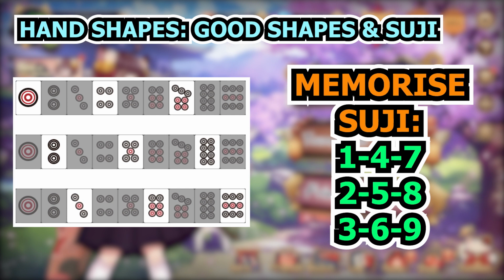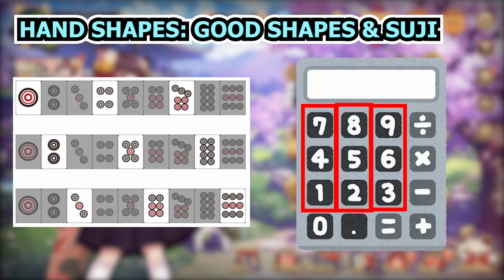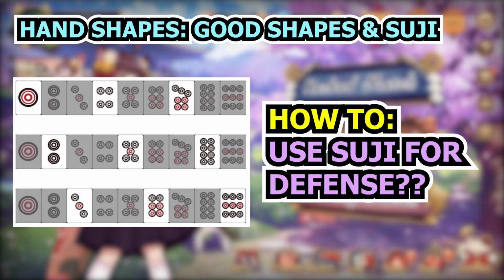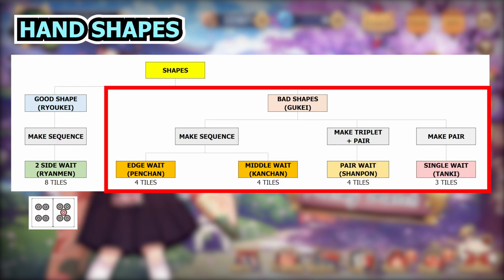A life hack here, if you have a numpad on your keyboard or a calculator nearby, then you can actually see the Suji pattern written there in each column. For now, I'll stop talking about Suji, but we'll be coming back to it later in future videos when we're talking about defense. After the good shapes, next are the bad shapes.